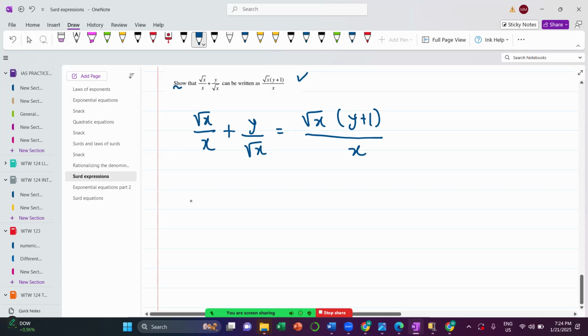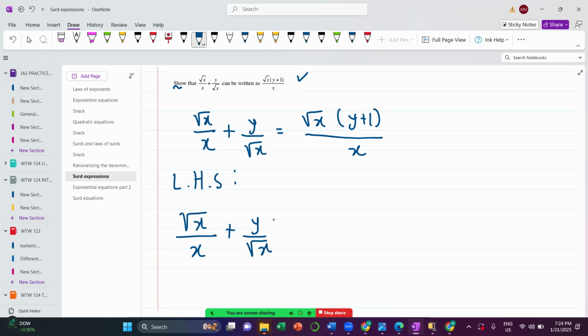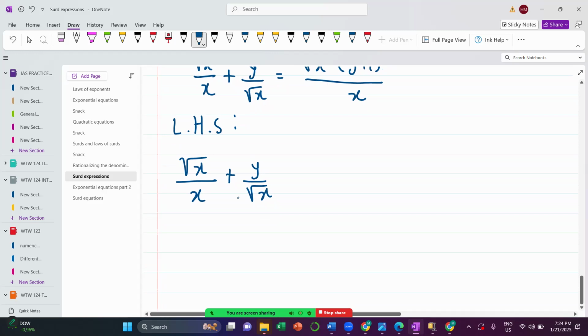So let's take the left hand side, right? So we're going to have root of x all over x plus y, all divided by root of x. So guys, we have fractions. We're dealing with fractions, so let's remember our basic laws of fractions.